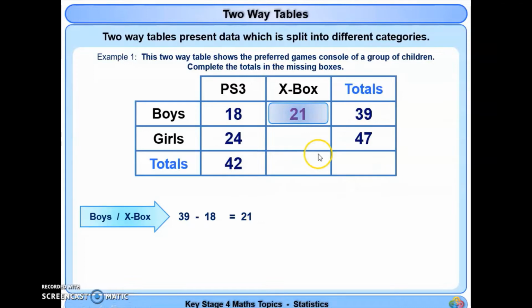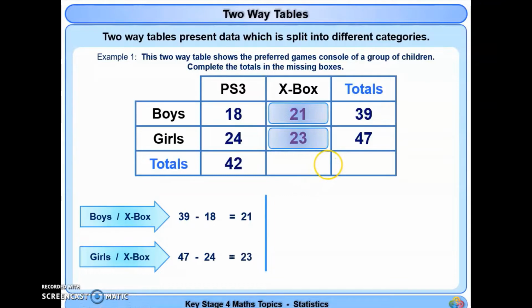We're going to do the same for girls. If we know there's a total of 47 girls and 24 of them prefer the PS3, if we do a subtract, we should be able to find that the missing value, how many girls preferred the Xbox, was 23.